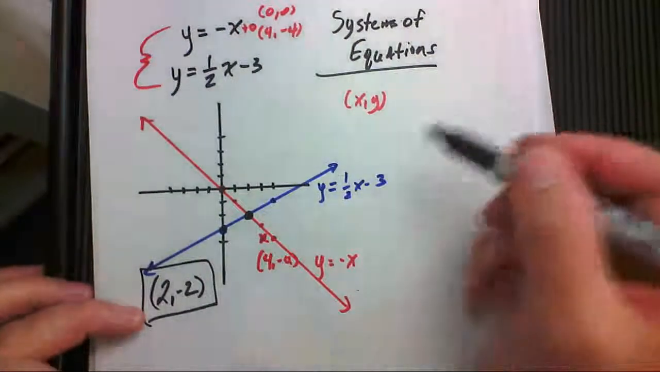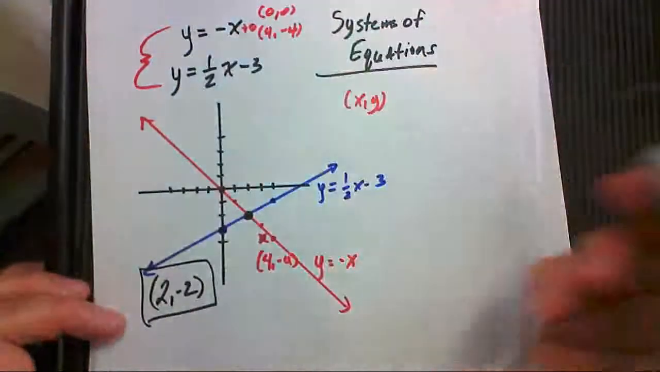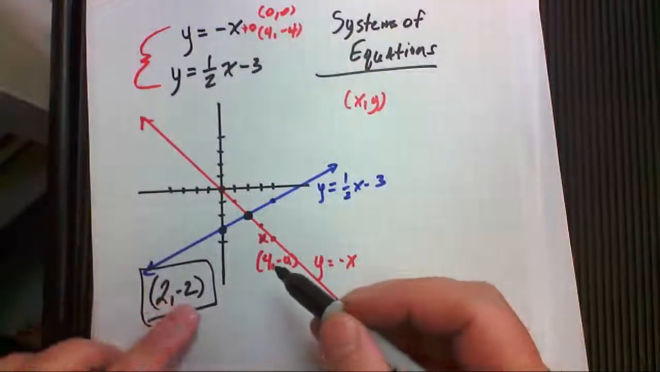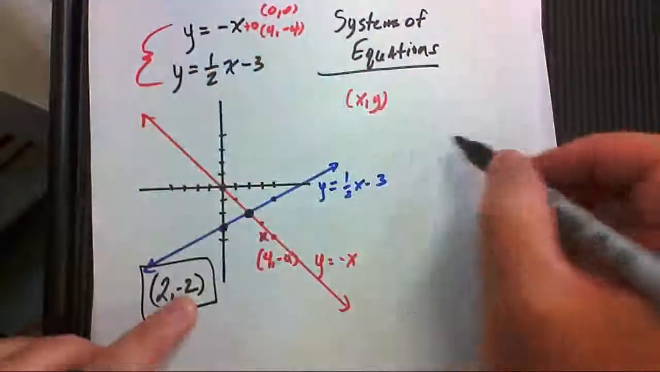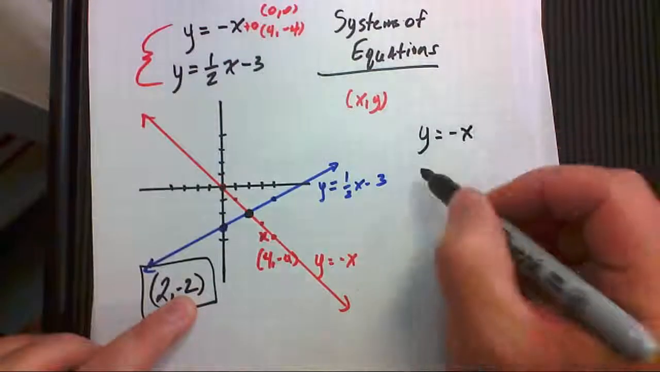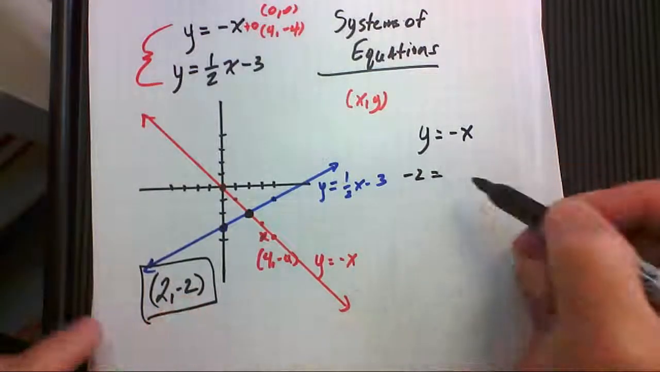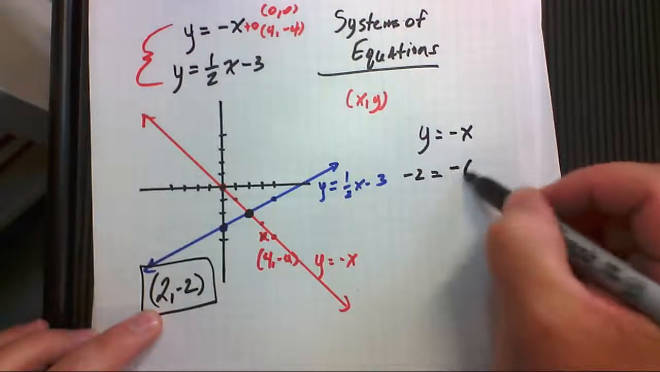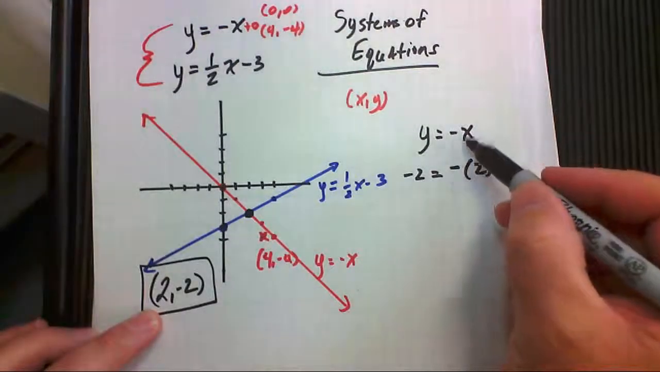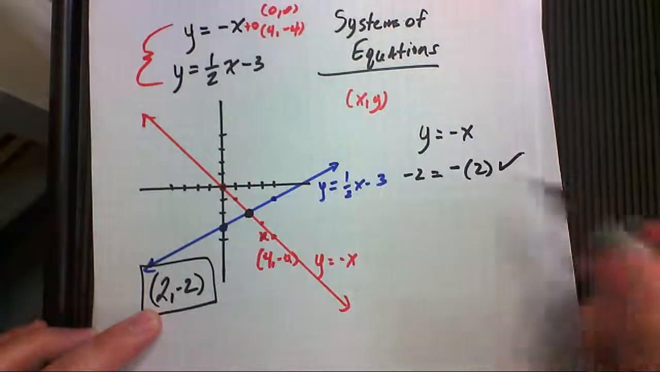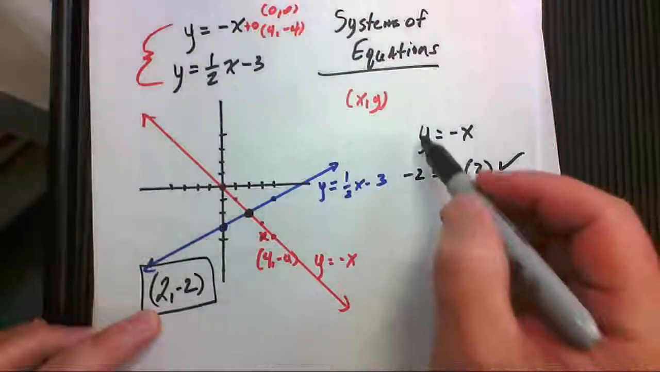Now let's check. Sometimes you're just given a solution and asked to verify. All you've got to do is plug in x and y. So y equals negative x. So here y is negative 2 and x is 2. See, like this. That's a true statement. Those are equal. Now let's check the second equation.